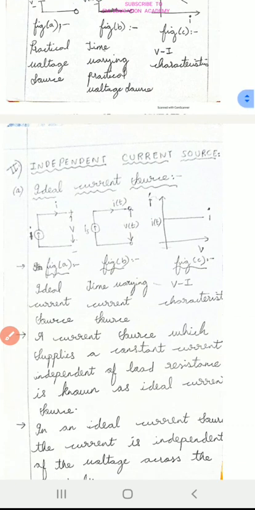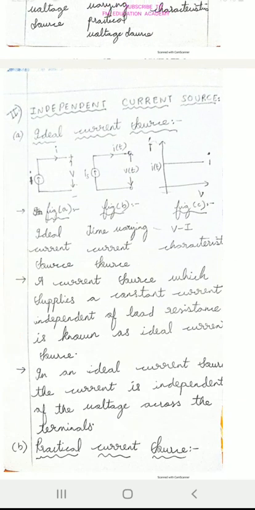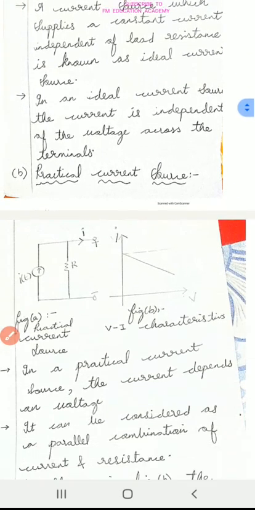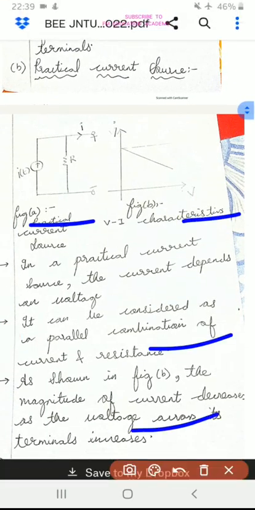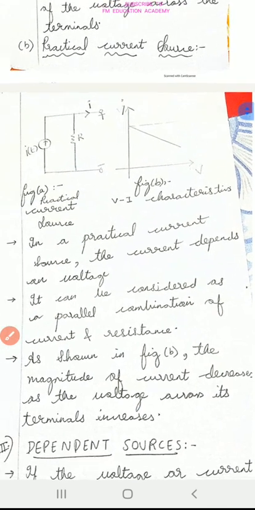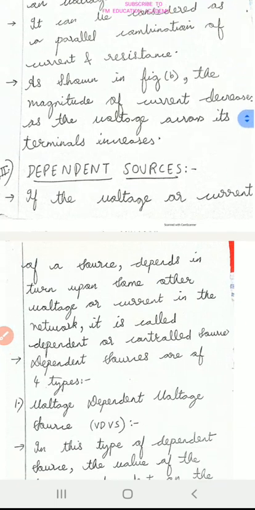Then independent current source: ideal current source and practical current source. So you need these two, and you should write the definition. Similarly, for the practical current source, these two graphs, and then you should explain what that is. Next we have dependent sources.